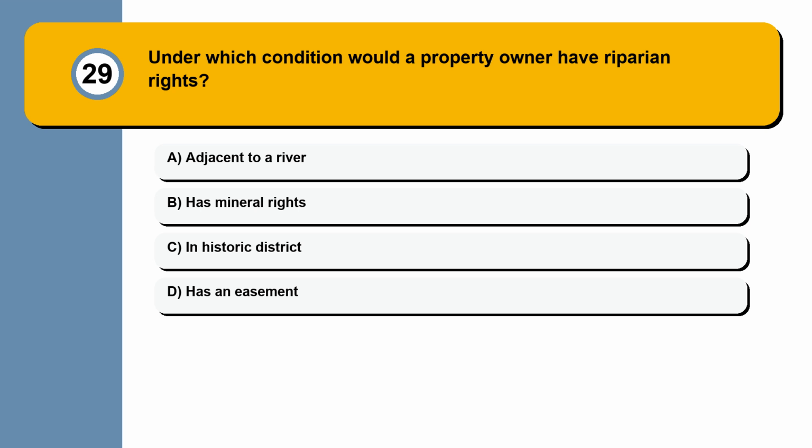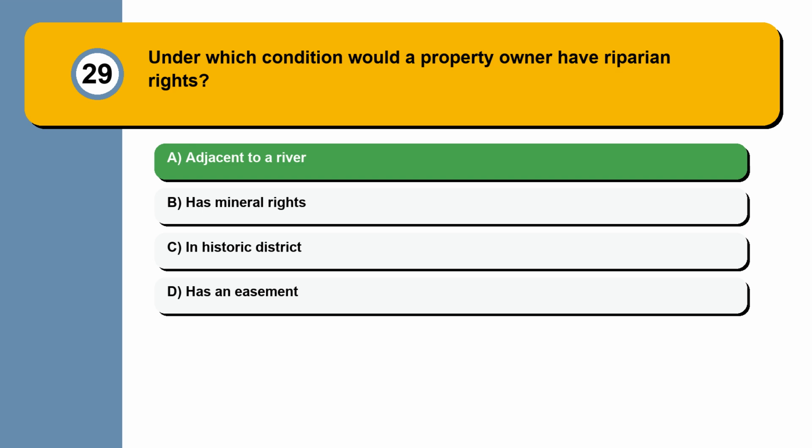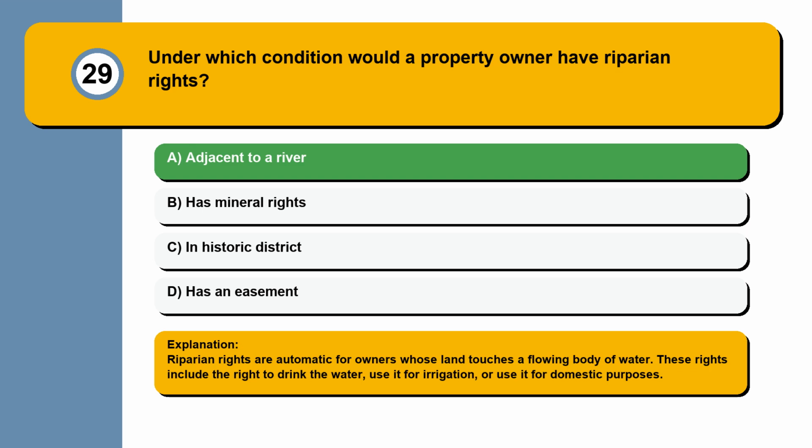Question 29. Under which condition would a property owner have riparian rights? Adjacent to a river, has mineral rights. In historic district, has an easement. Riparian rights are automatic for owners whose land touches a flowing body of water. These rights include the right to drink the water, use it for irrigation, or use it for domestic purposes.